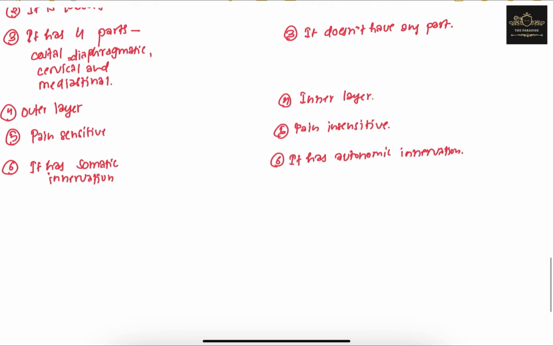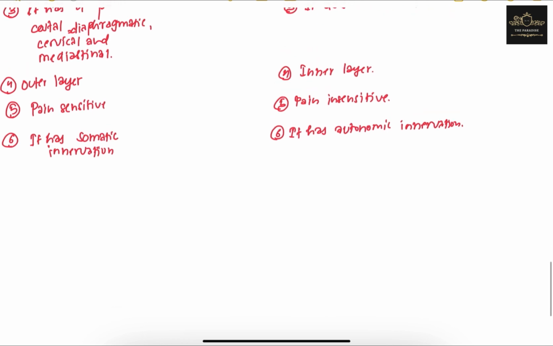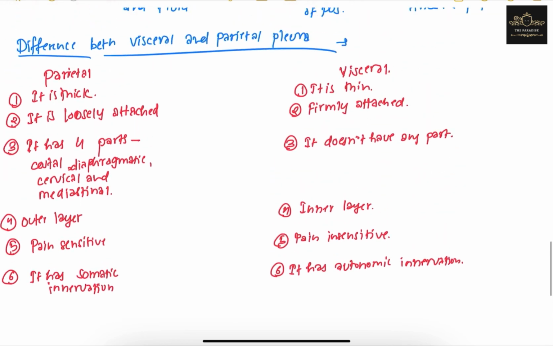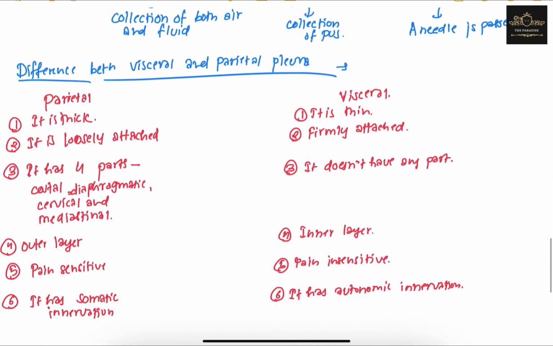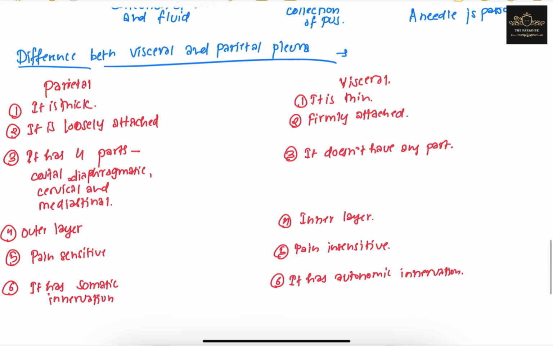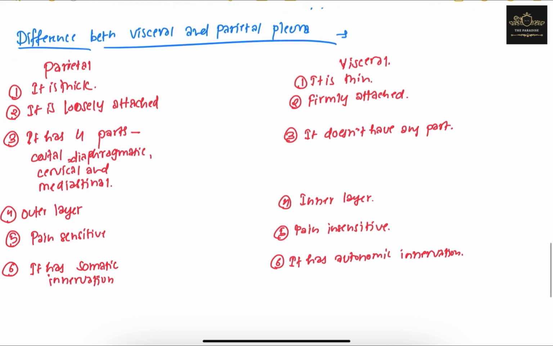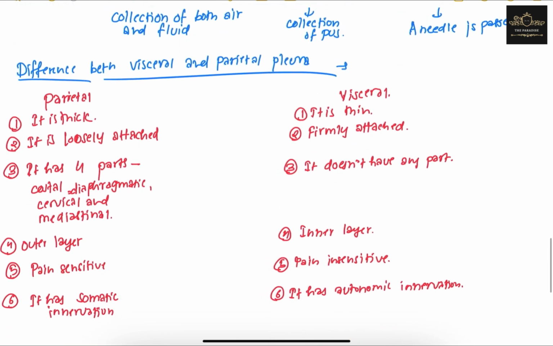Mainly in this, either you get a short note, that is an LAQ, for 10 marks, so you have to write up to the clinical aspect. And one question is to distinguish between visceral and parietal pleura. It can come for 5 marks. So we have completed this topic.